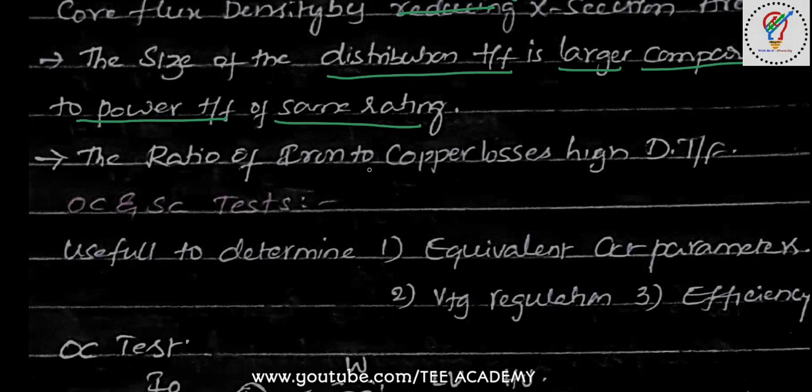Now the ratio of iron to copper losses is high in distribution transformer. What is the meaning of this? The ratio of iron losses divided by copper losses is high, which means iron losses are high and copper losses are low. So when the copper losses are low, the ratio of iron to copper loss will be high in a distribution transformer. Generally distribution transformers are not fully loaded all 24 hours, unlike a power transformer which is loaded all the time. A distribution transformer supplies distribution load, so it has variable loads. As the load is variable, current is variable, which means copper loss is also variable.